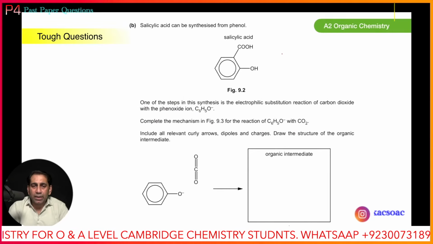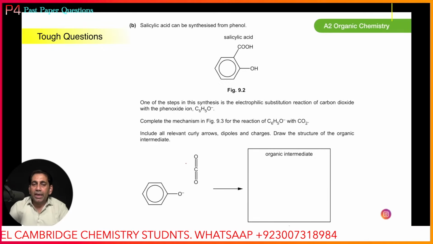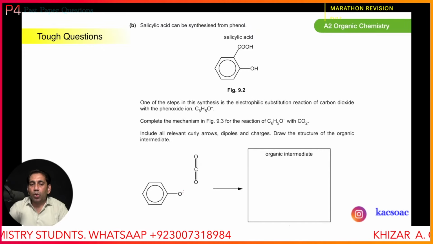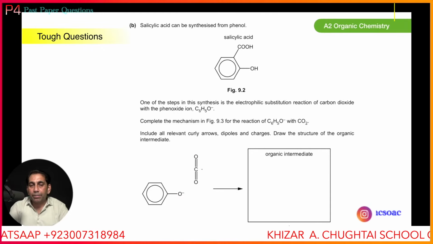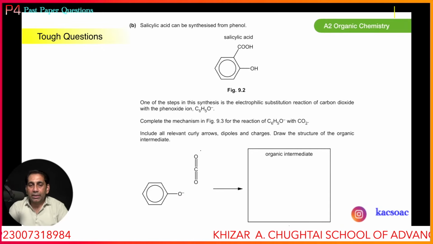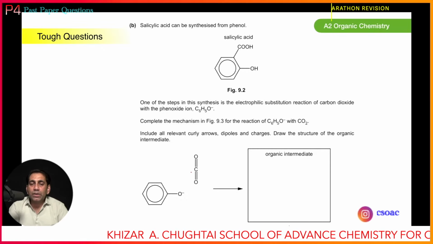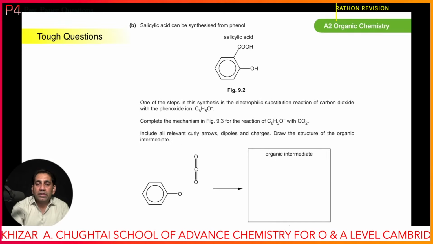The next question is also one of the toughest questions, and here there is a mechanism. ये एक अजीब सा क्वेश्चन दिया गया है, that is having this one benzene O negative ion, that is called phenoxide ion, और यहाँ पर कार्बन डाइऑक्साइड का स्ट्रक्चर है, C double bond O basically. तो he is asking to make basically an organic intermediate, and similarly next one.